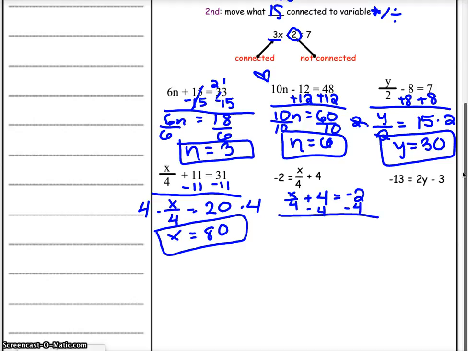So you get x over 4 equals, they're the same. So when they're the same, you add them. It would be negative 6. Notice they're the same sign. It's like plus a negative. So it's negative 2 plus a negative 4 is a negative 6. And then multiply through by 4, and you get x is negative 24.